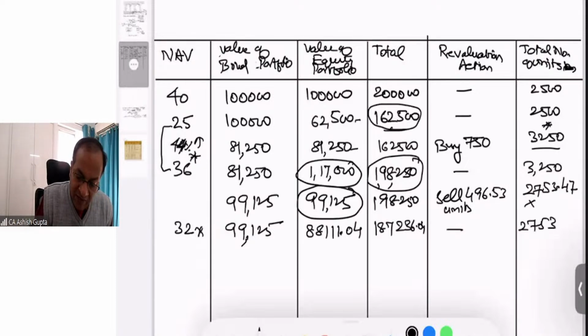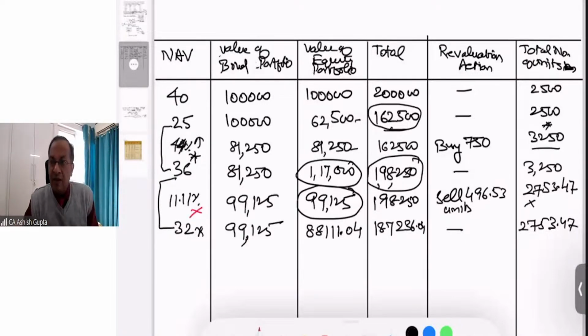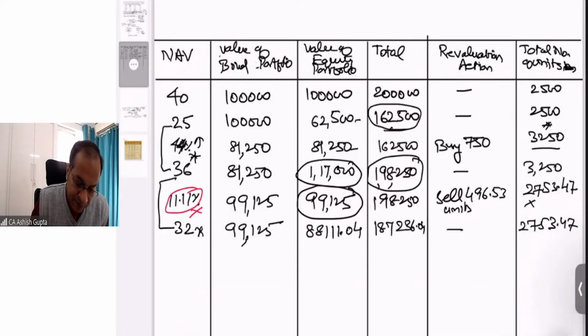Now the question arises whether any action is needed. See, here the price changes: 36 minus 32 divided by 36. It comes to 11.1111%. So, is any action needed? No, no action will be needed because the price has not changed by 15% or more. So we are not taking any action because of this 11%.